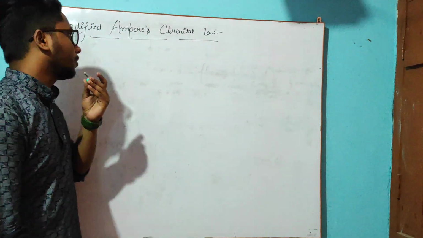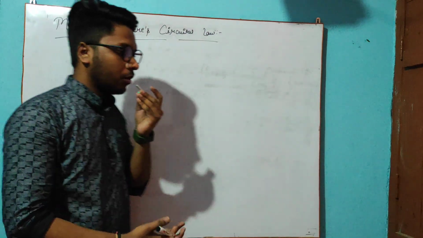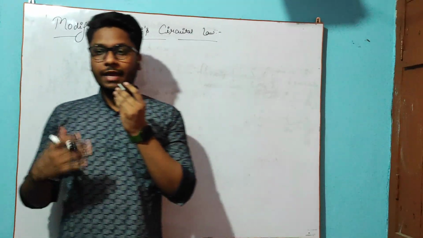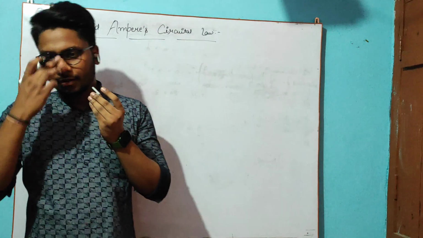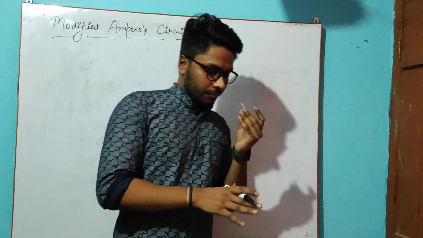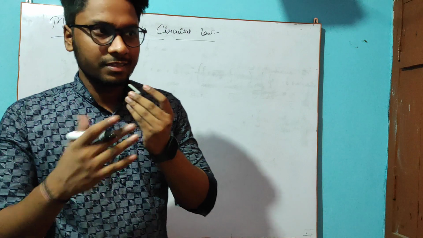So today we are going to talk about the modified Ampere's circuital law and Maxwell's equations. Why did Maxwell think that Ampere's law is inconsistent? These are the things we are going to discuss in this lecture.